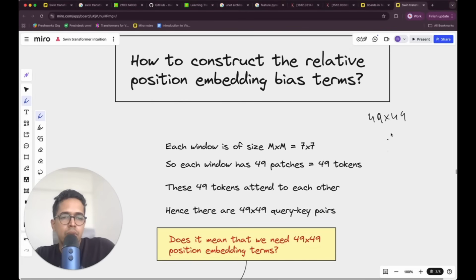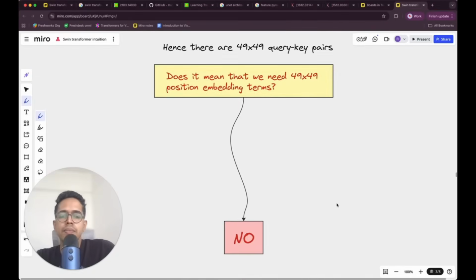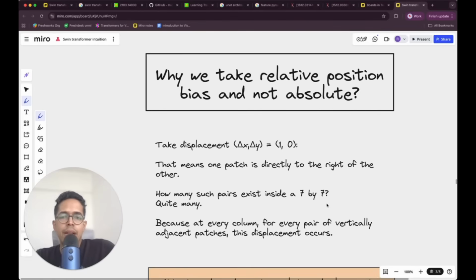2401. So 2401 unique query key value pairs are there in any given window, correct? So does it mean that for every single one of those pairs, you need to construct one unique position bias? So are you saying that we should have 2401 different position bias terms? No, it is not needed. The reason is, in position bias, we don't care about the absolute position. We only care about relative position.